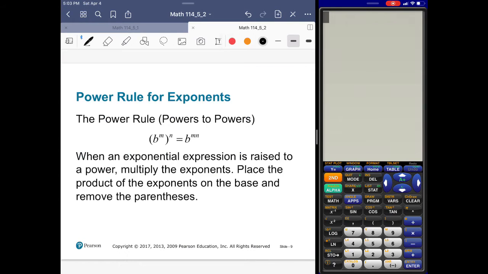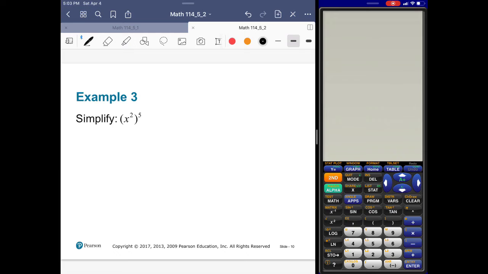Power rule for exponents. When we have a base to the power of a power, that means the exponents will be multiplying. So let's see an example of this. We have a base, which is x, to the 2nd power, which is to the 5th power. That means this becomes x to the power of 2 times 5, which is x to the 10th.